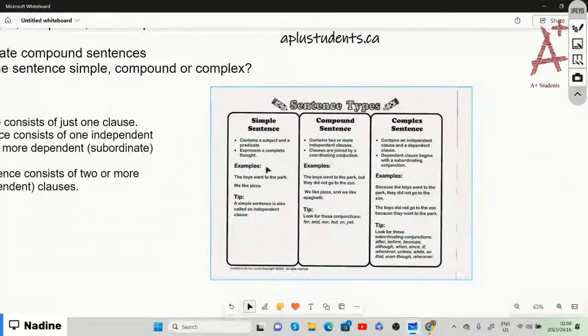And an example of a compound sentence is: The boys went to the park, but they did not go to the zoo. So the but is there, right? And the but is the coordinating conjunction. So the boys went to the park, but they did not go to the zoo.